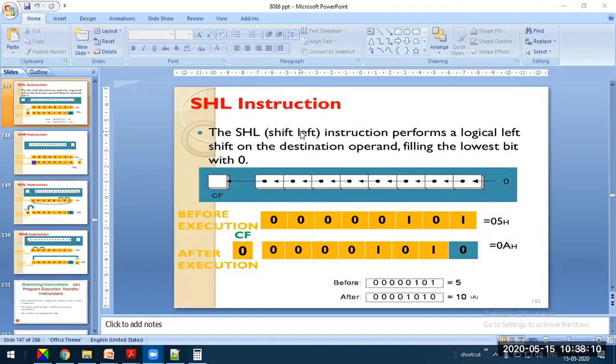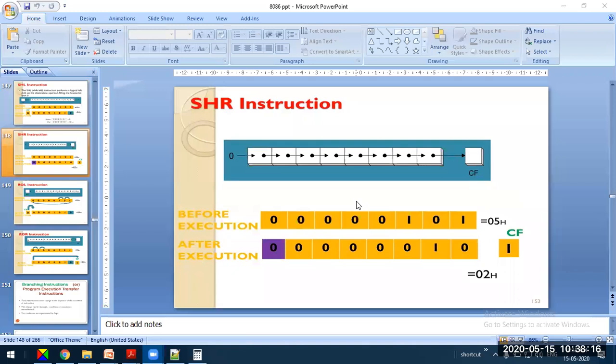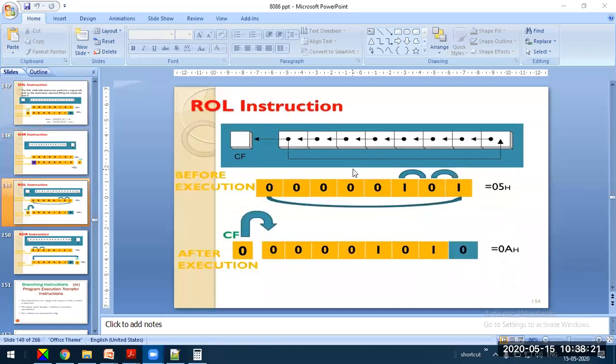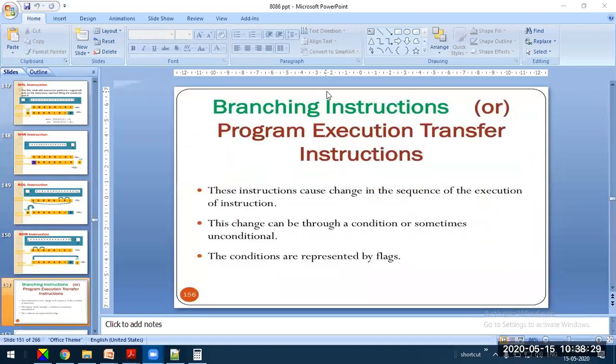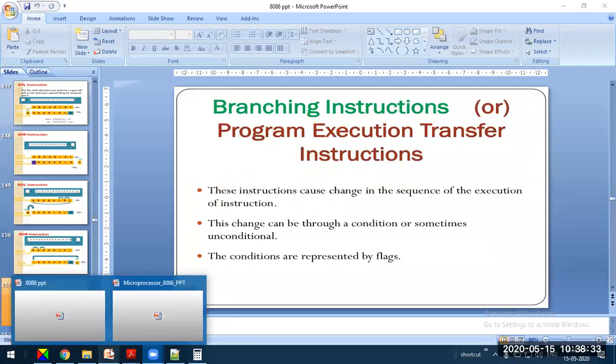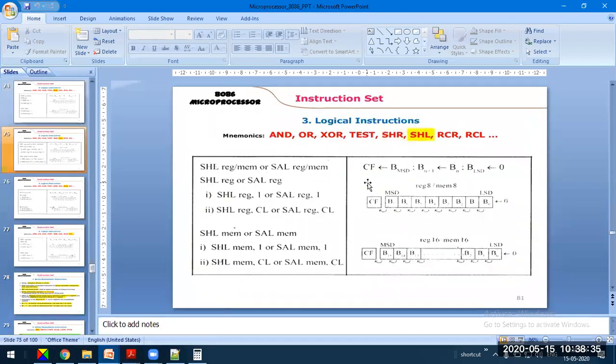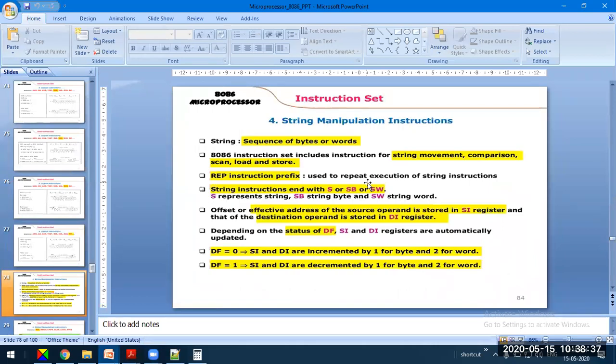Shift left operation. I think we saw this shift left operation, with some examples before. How does it work? This is easy to understand. The same thing is given with different diagrams so that it becomes easy to understand. Branch instructions. Before we continue with this, let us see if any other instructions are left out. Rotate left through carry.